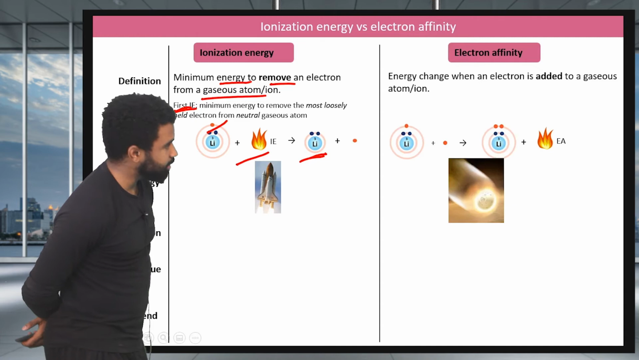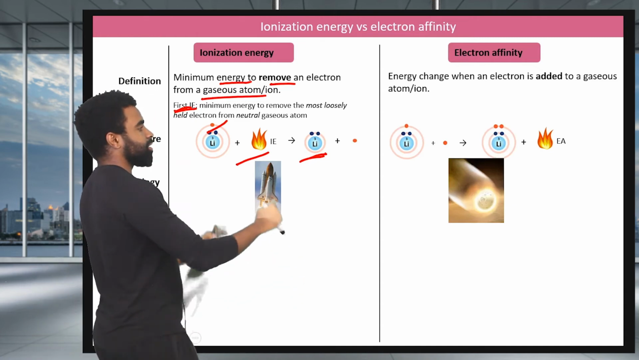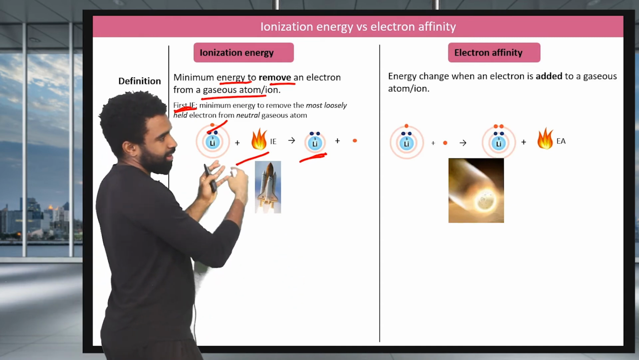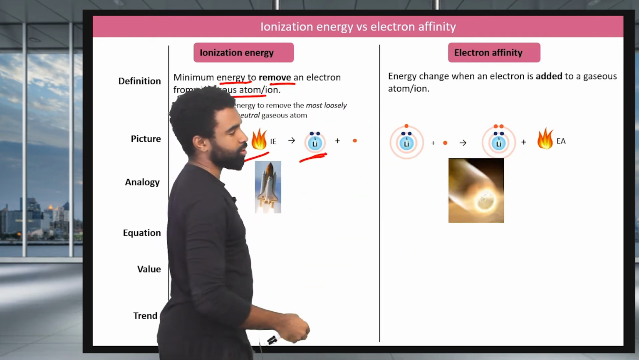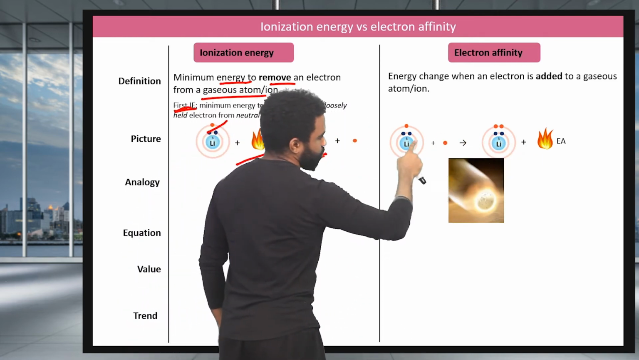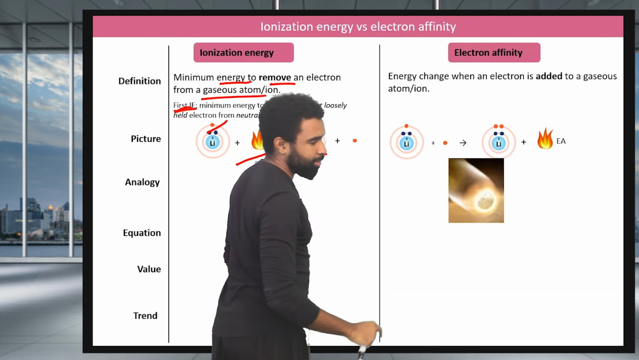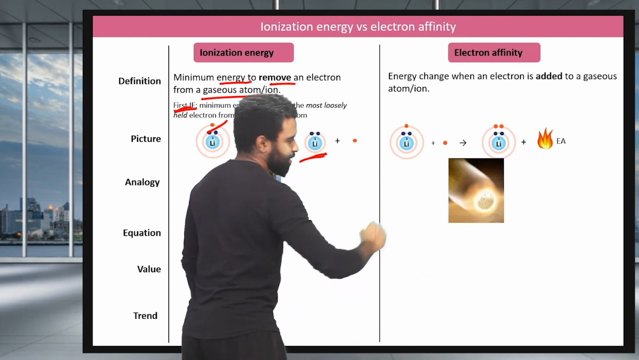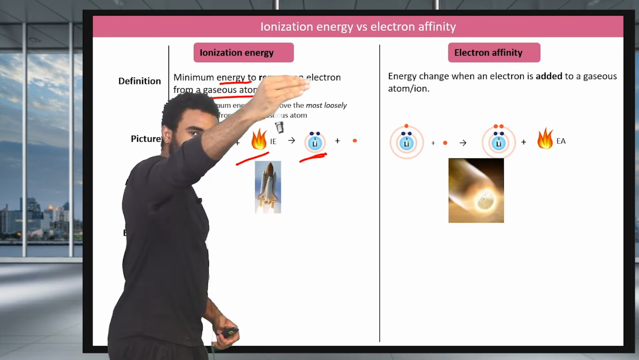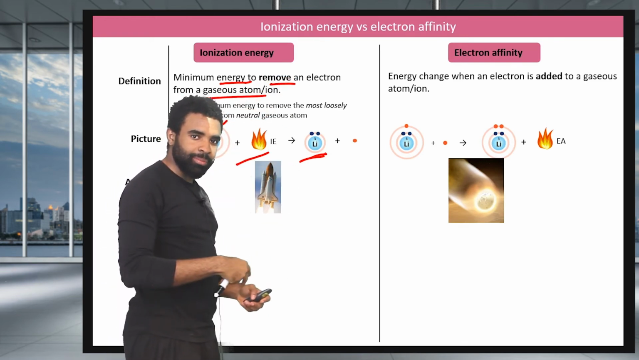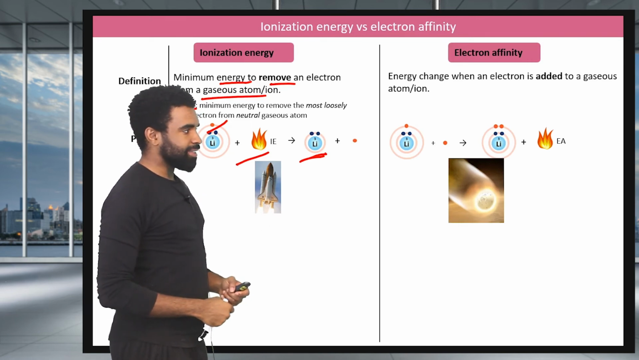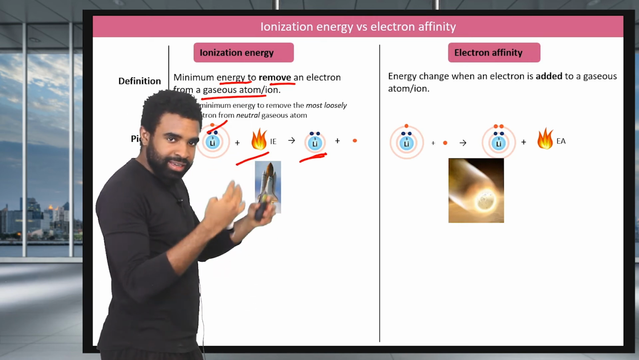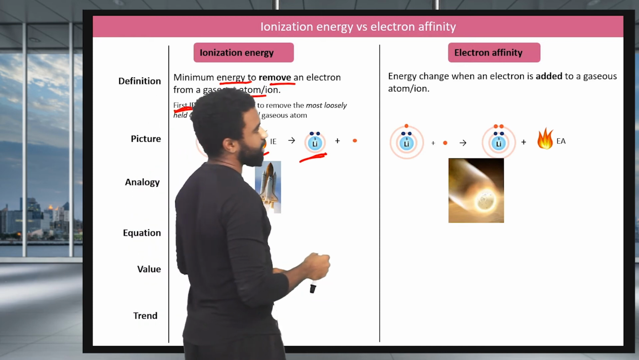For electron affinity, what do we have? Instead of putting in energy to liberate an electron, we're gaining energy by dropping an electron into this neutral atom. We liberate a certain amount of energy. This was the analogy we gave of a spaceship returning to the gravitational pull of our planet. As it does that, it tends to heat up and release light, and that heat and light being released is equivalent to the electron affinity.